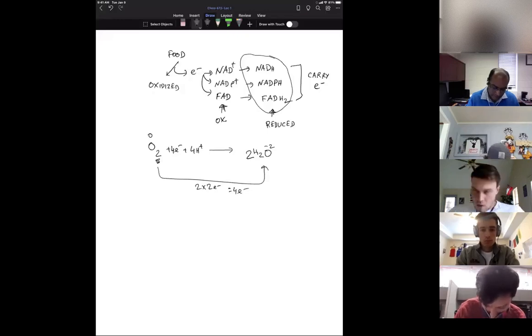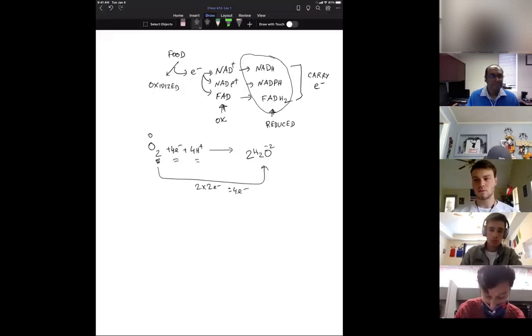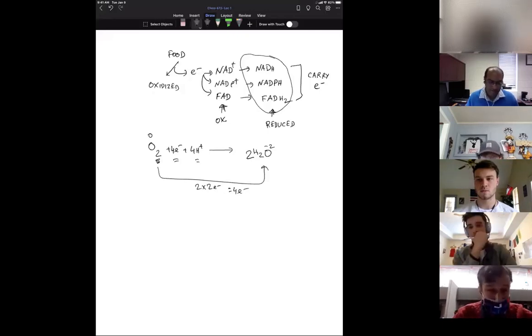Right? So 4 electrons, 4 protons. So that is what happened. The oxygen, like we breathe oxygen, right? That's what happens with oxygen. It goes to complex 4, and there's an enzyme there.